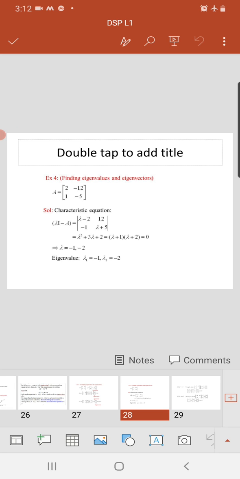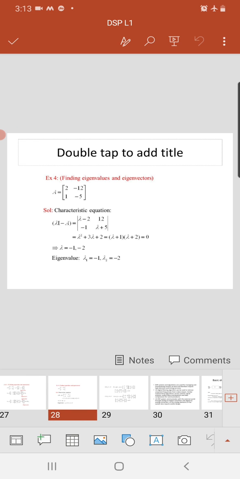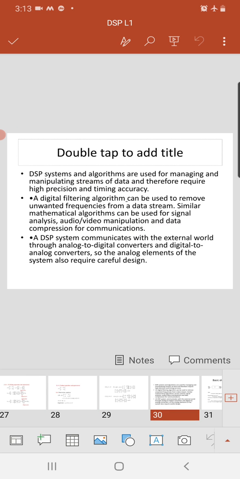Next is finding the characteristic equation, the eigenvalues and eigenvectors. So matrix A has values 2 1 minus 12 minus 5. The characteristic equation is the determinant of lambda I minus A. So the matrix is lambda minus 2, 12, minus 1, lambda plus 5. We solve this equation and we get the values of lambda as minus 1 and minus 2. So these are the two eigenvalues.